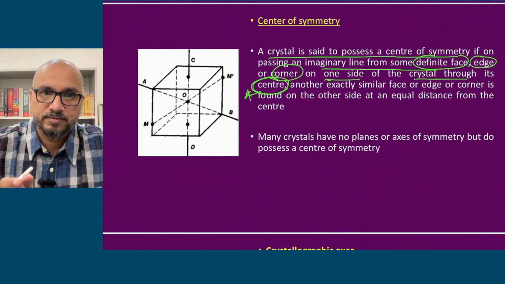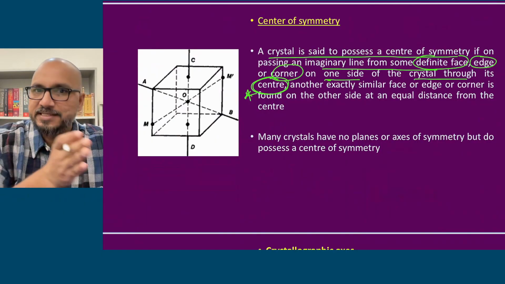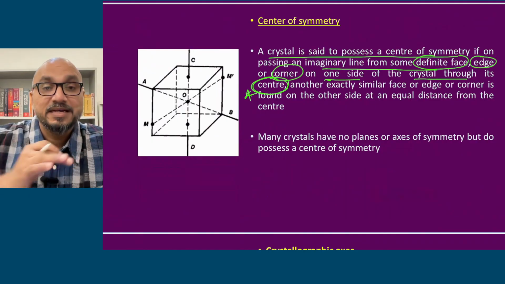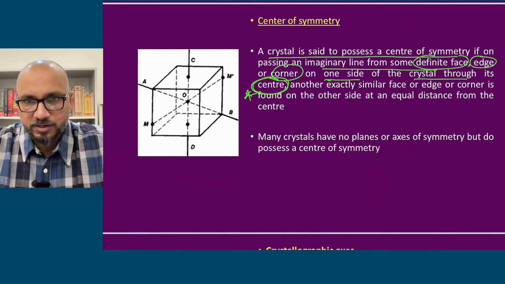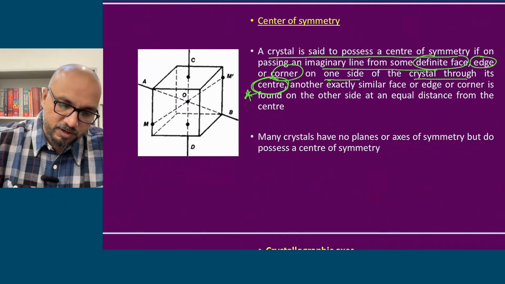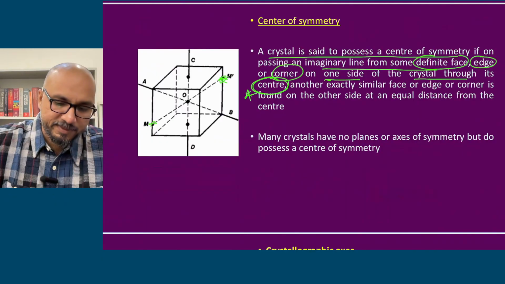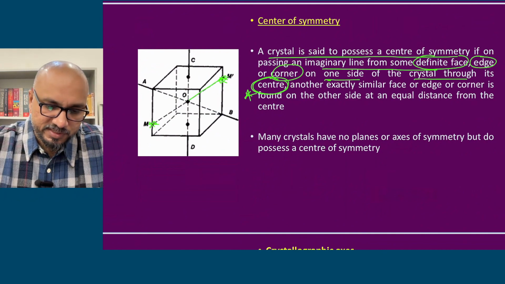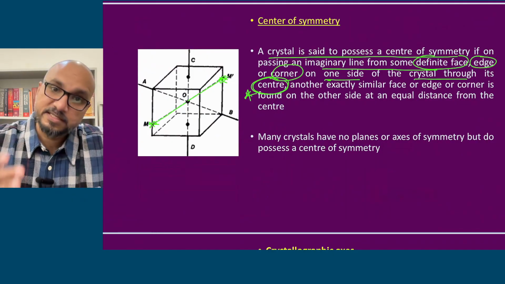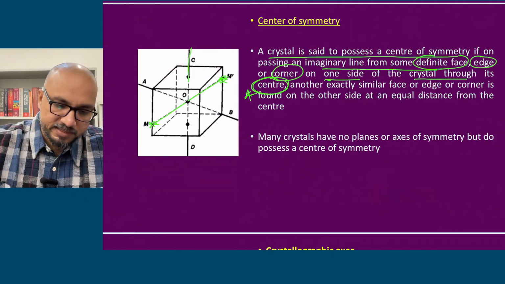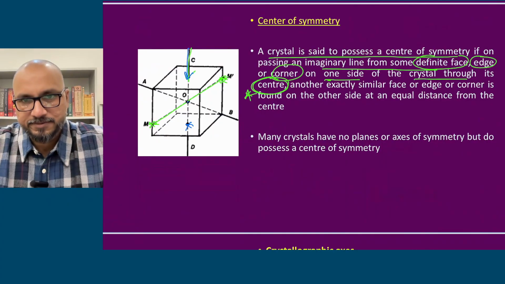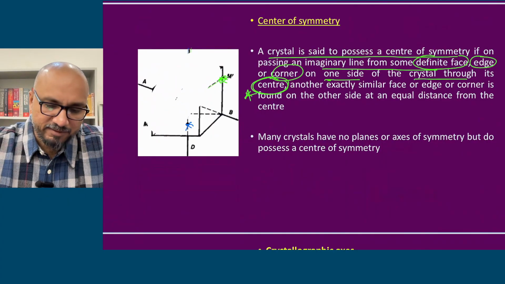When you have such exact faces on the opposite side or exact corner on the opposite side or exact edge on the opposite side, then the crystal is said to have center of symmetry. So तुम इस कॉर्नर इस एज से पास कर रहे हो तो ऑपोजिट साइड में तुमको सिमिलर एज होना चाहिए. When the line passes through the center, it should encounter a similar edge. When you are passing a line from the face, it passes through the center, then उसके opposite में भी similar face होना चाहिए. Then that crystal is said to have center of symmetry.